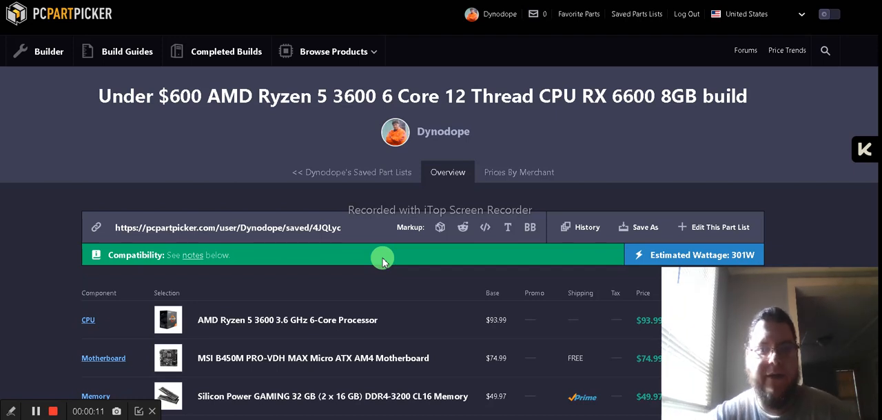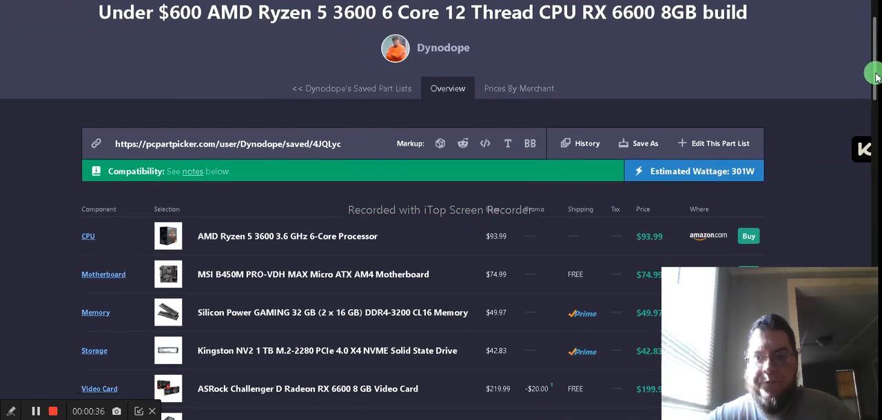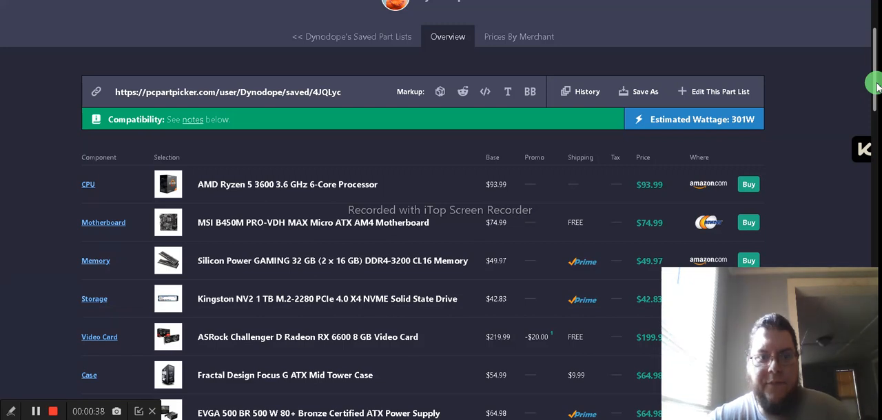So today we have the under $600 AMD Ryzen 5 3600 6-core 12-thread CPU paired with a RX 6600 8GB GPU. So for the CPU, we have the Ryzen 5 3600. That's $94, I guess including shipping, from Amazon.